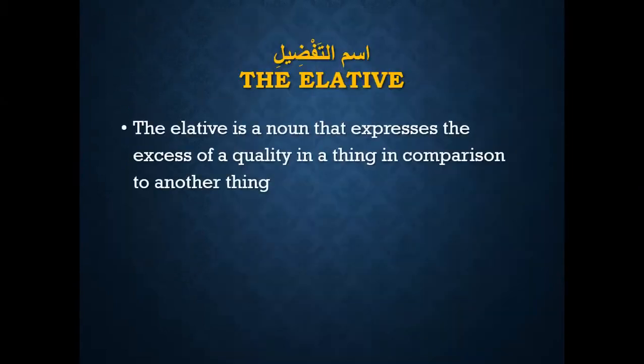Ismu tafdil. The elative is a noun that expresses the excess of a quality in a thing in comparison to another thing. In English, we call it comparative degree. There's normal degree, then comparative degree, and then there is superlative degree. So superlative would come afterwards. So this is comparative one.